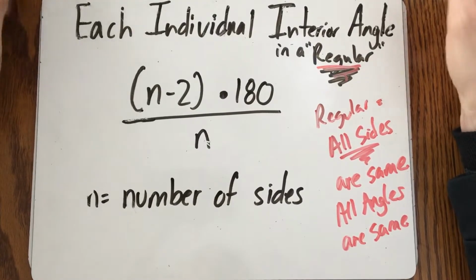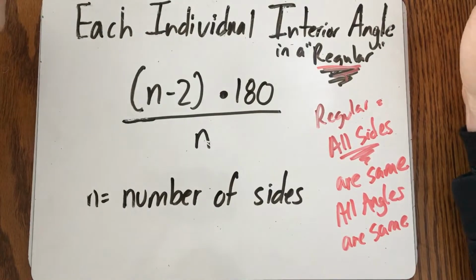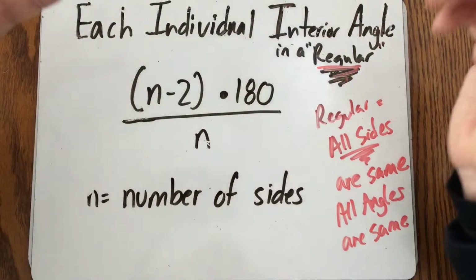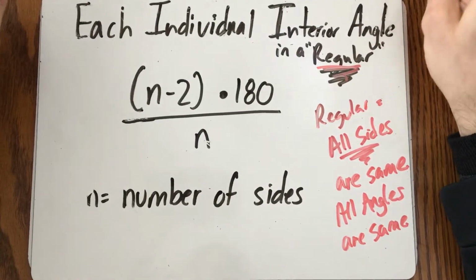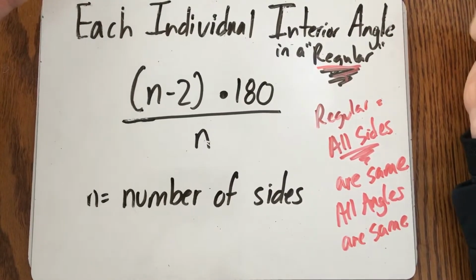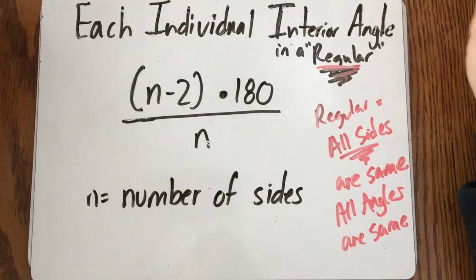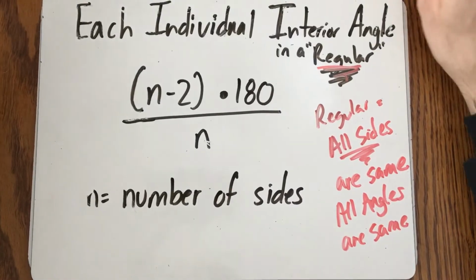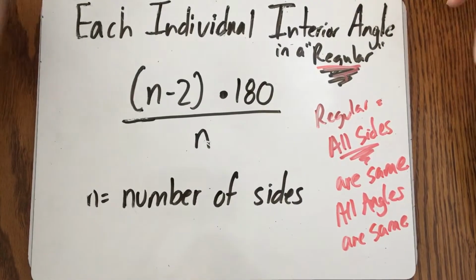All three sides are the same if it's a triangle. All four sides are the same in a square. In a pentagon, all five sides are the same. And all the angles are the same. So not just are all five sides the same, all five angles are the same. And so if all the sides are the same and all the angles are the same, you don't have anything that's different. Everything is the exact same measurement, all the angles inside, right?